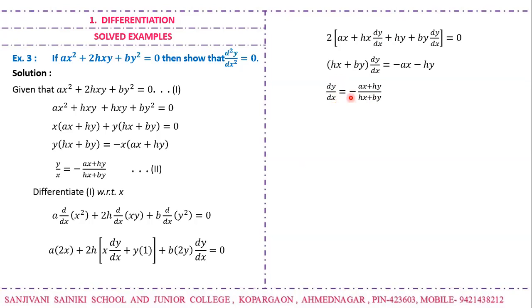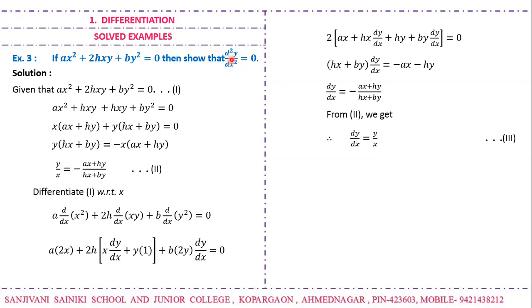dy by dx is minus (ax plus hy) upon (hx plus by). But already we have found out the value of this (ax plus hy) upon (hx plus by), and it comes out to be y upon x. So the derivative dy by dx is y by x.